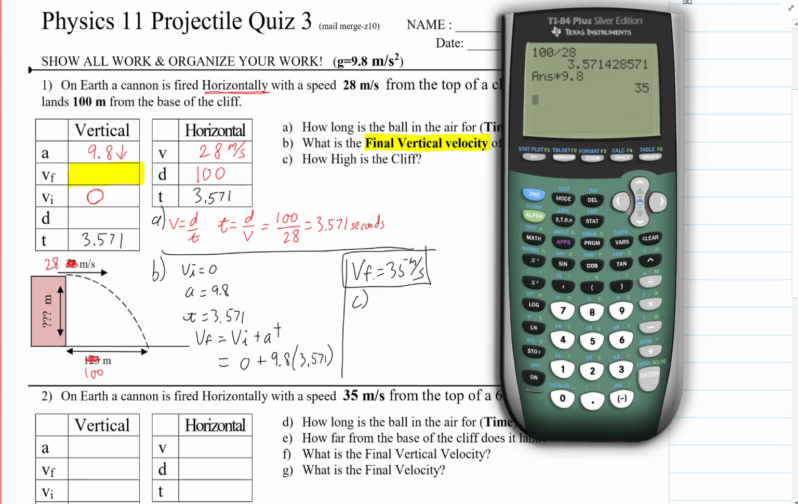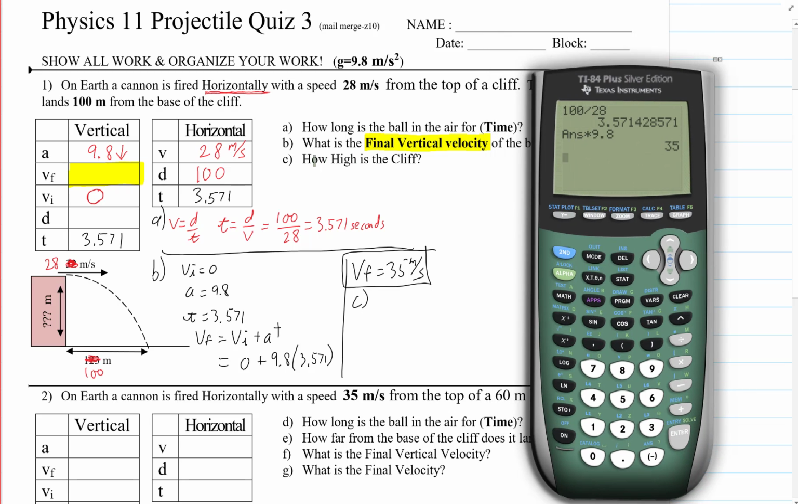Now we're working on C. How high is the cliff? Well, you can use whatever numbers you want. Basically, I'm just going to color code this. How high is the cliff is asking for the vertical height of the cliff, how far it falls down. So you can go ahead and use the time. If you didn't want to use the final velocity, you didn't have to.